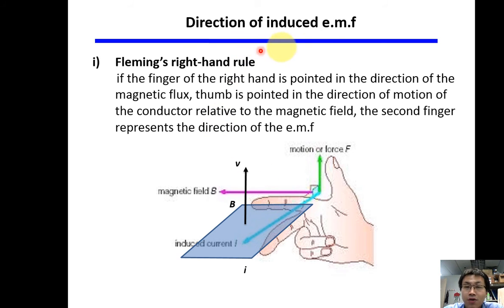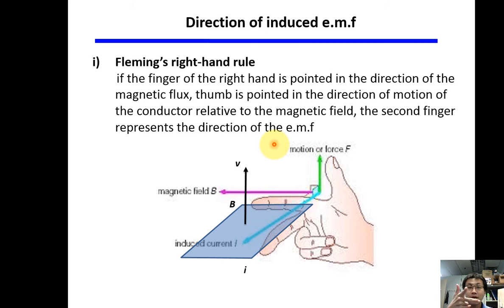And then where's the direction of the induced EMF? We use Fleming's right hand rule. If the first finger of the right hand is pointed in the direction of the magnetic flux, the thumb is pointed in the direction of the motion of the conductor relative to the magnetic field. The second finger represents the direction of the EMF. So, Fleming's right hand rule.